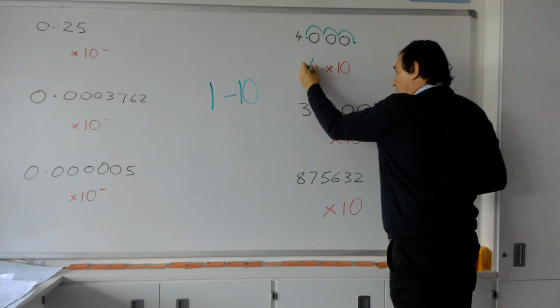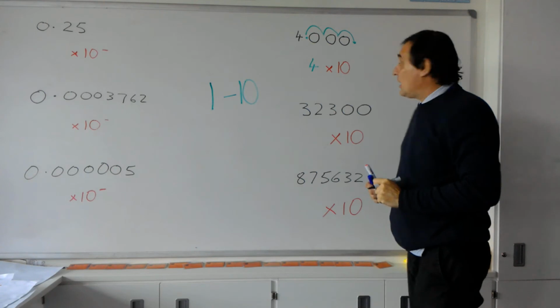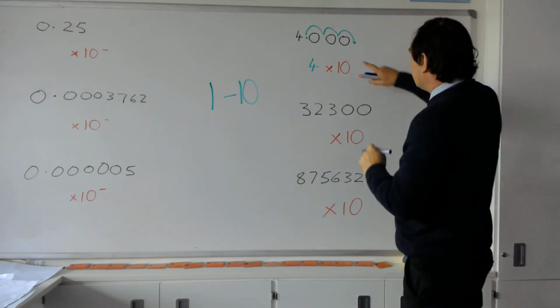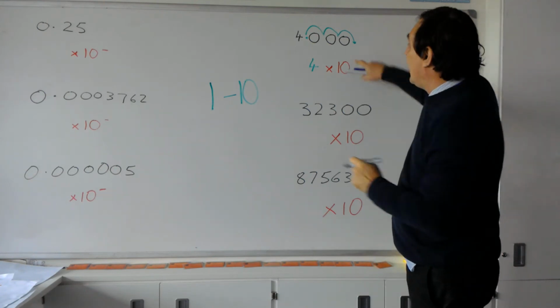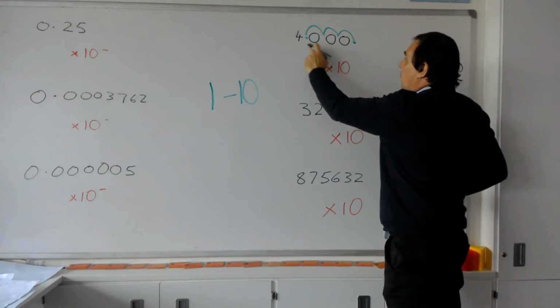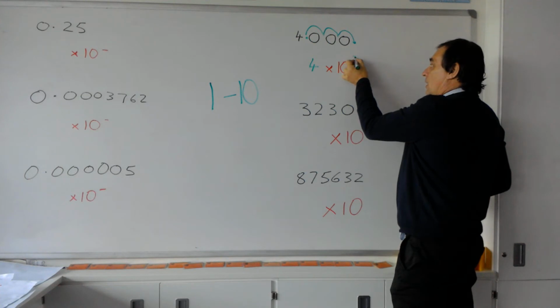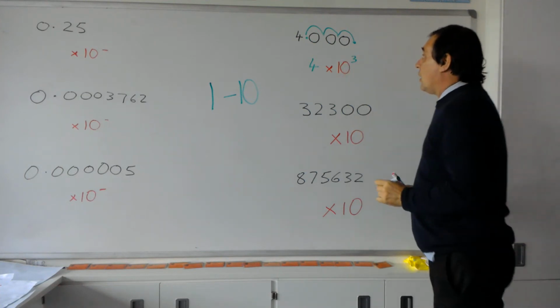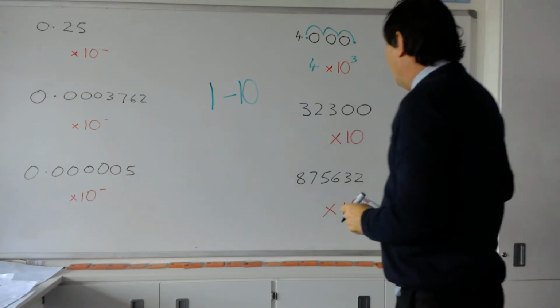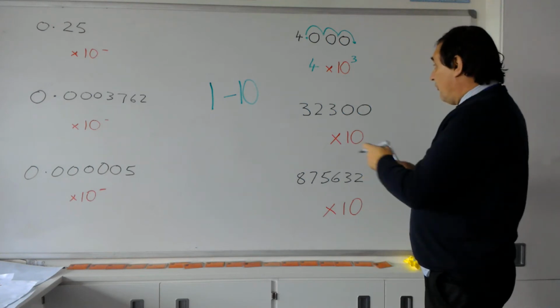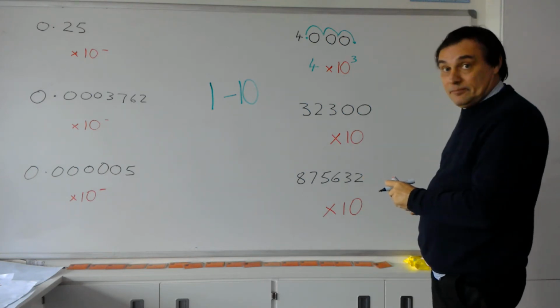So we write 4, which is our number between 1 and 10. And the index here is the number of times that we've bounced the decimal point to get there from the end of the number. So that becomes a 3. So 4,000 in standard form is written as 4 times 10 to the 3.